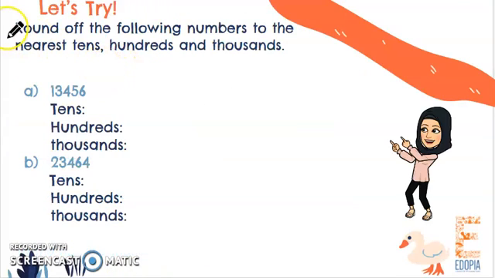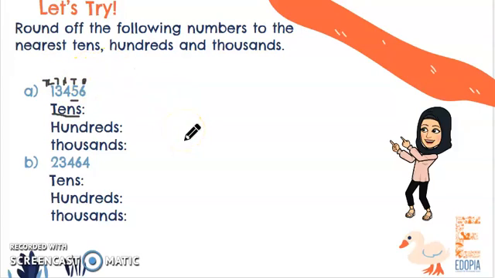Now let's learn two more examples. Round off the following numbers to the nearest tens, hundreds, and thousands. My first number is 13,456. To round off this number to the nearest tens, I'm going to look at my target number. So the place values of the digits here are ones, tens, hundreds, thousands, and 10,000s. Rounding the number to the nearest tens, my target number is 5.